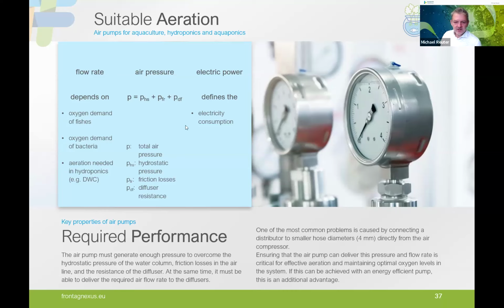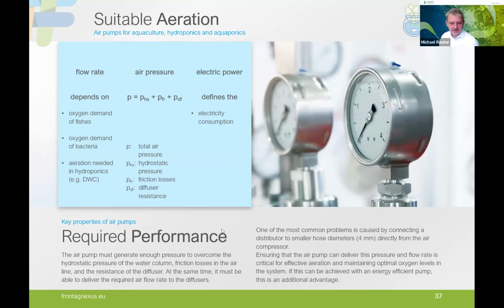And the pressure loss, or the pressure that our air pump has to deliver, has 3 parts. First the hydrostatic pressure, like a water pump, only that here the hydrostatic pressure is defined by the submergence depth of the diffuser. So the water column that is above the diffuser would be defining our hydrostatic pressure. Then we have, again, friction losses inside of our piping systems. And in addition, we have the diffuser resistance that also adds to the air pressure that has to be delivered. And then again, playing an important role, the electric consumption of our pump that we should never forget.